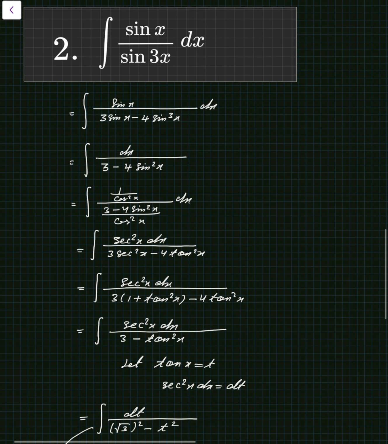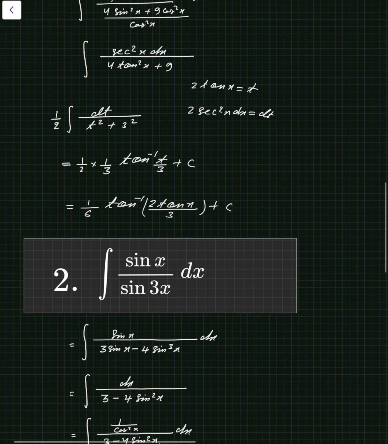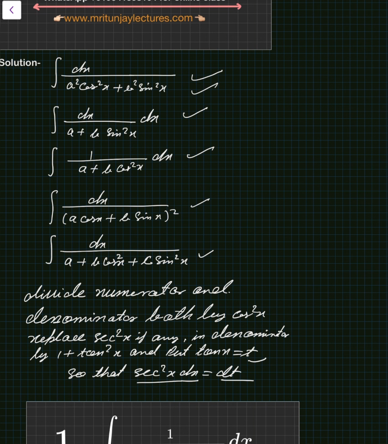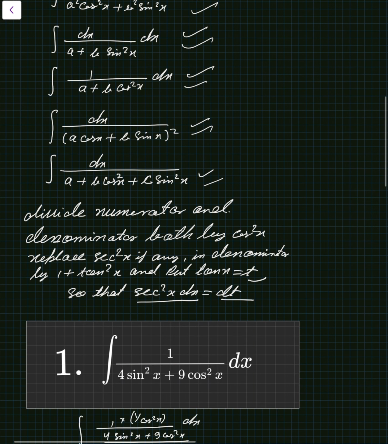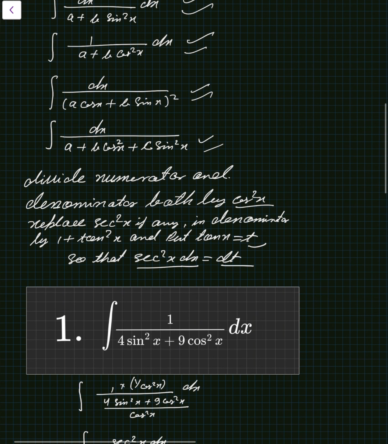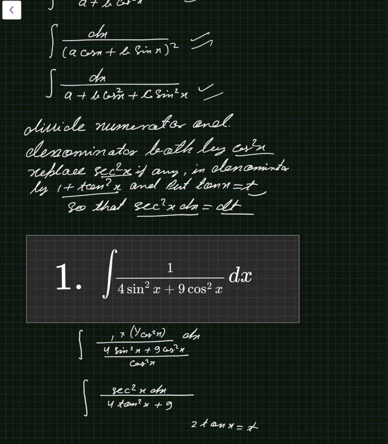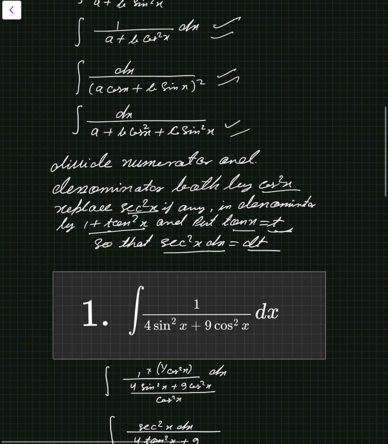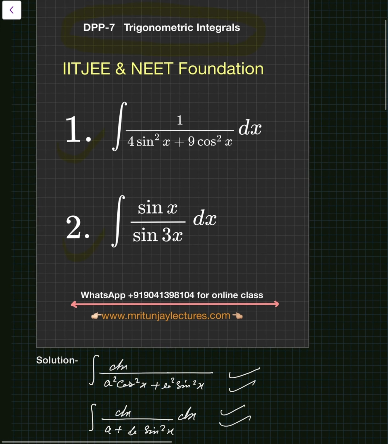Simply, everything is converted into one of these forms, and after that divided by cos square x in numerator and denominator, and then sec square x is converted into 1 plus tan square x, then tan x is taken as t, and put this value, and after that find the answer. Very simple. Okay, that is DPP 7.